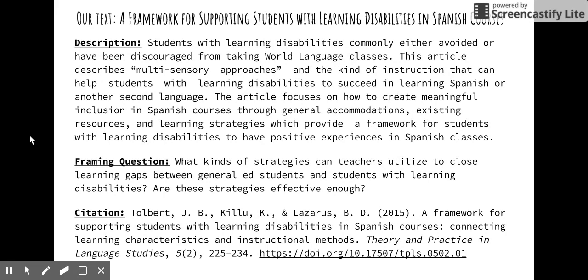The framing question we used to look at this text was, what kinds of strategies can teachers utilize to close learning gaps between general education students and students with learning disabilities? And are these strategies effective enough?